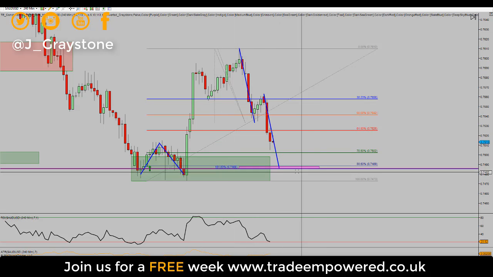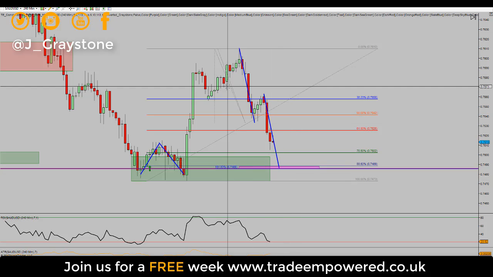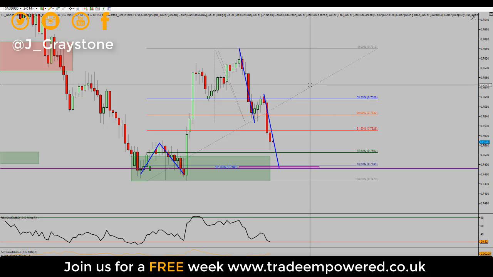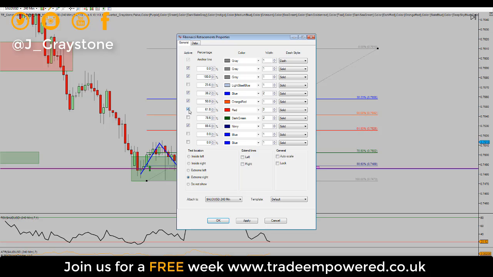So already it's looking like we've got some confluence in this tight zone down here between 74.85 and 74.90. So there's a 5 pip zone there that we're now paying attention to for a high probability trading opportunity. Now I'm just going to take off some of these to make it a bit clearer.